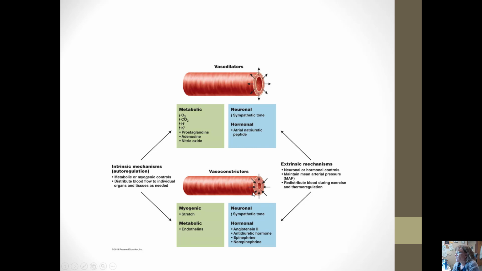Whereas on the other hand, the extrinsic mechanisms are going to involve things more systemically, so nervous stimuli and hormonal stimuli, to maintain mean arterial pressure. So this is to keep the pressure going throughout our whole body, whereas the intrinsic mechanism is just going to act locally to maintain flow in a particular organ or a particular area.